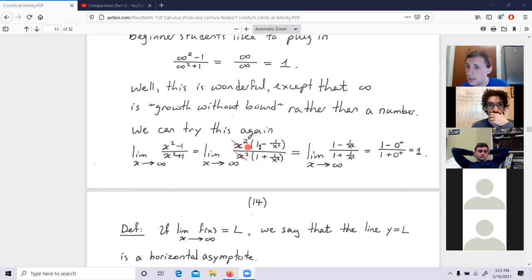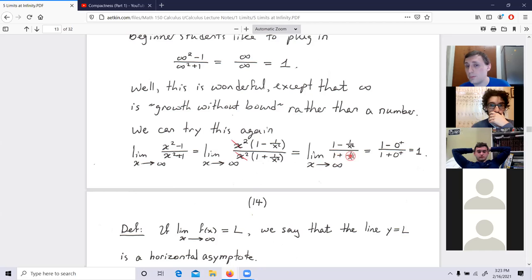So I factored out X squared and I do the same for the denominator. Do you see that? Now, once they are factored out, I can cross them out. It's a finite number divided by itself, and the number is obviously large, so it's not zero. So I cross it out and I'm left with the limit as X goes to infinity of one minus one over X squared, over one plus one over X squared.